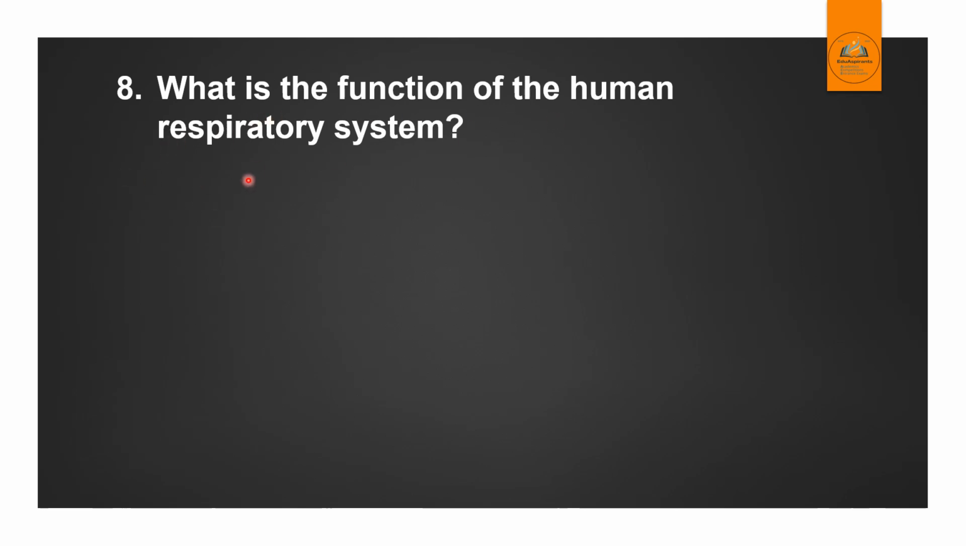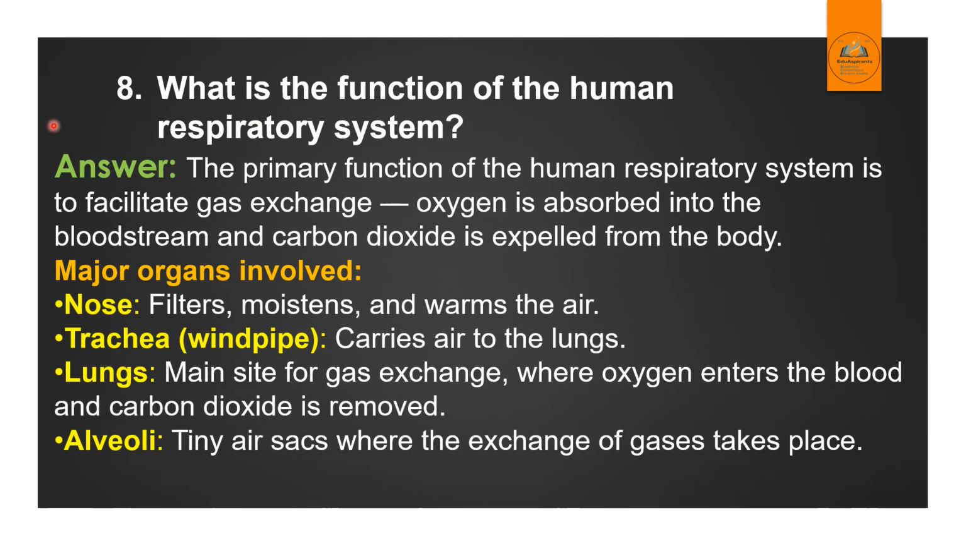8. What is the function of the human respiratory system? The primary function of the human respiratory system is to facilitate gas exchange. Oxygen is absorbed into the bloodstream and carbon dioxide is expelled from the body. Major organs involved are the nose, which filters, moistens and warms the air. Then the trachea, the windpipe, which carries air to the lungs. Lungs, the main site for gaseous exchange, where oxygen enters the blood and carbon dioxide is removed. Then the alveoli, tiny air sacs where the exchange of gases takes place.